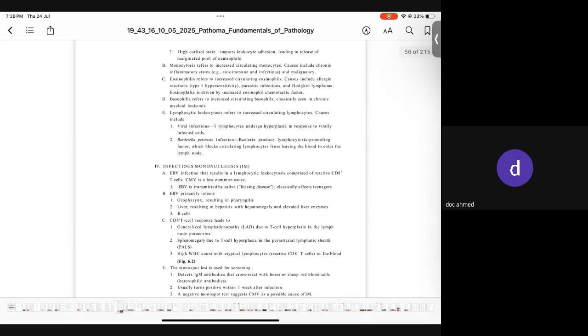T cells can be seen in viral and fungal infections, right? But the only bacteria which increases the T cells is Bordetella pertussis, because it's going to release something called lymphocytosis promoting factors. Simple. IM, infectious mononucleosis.